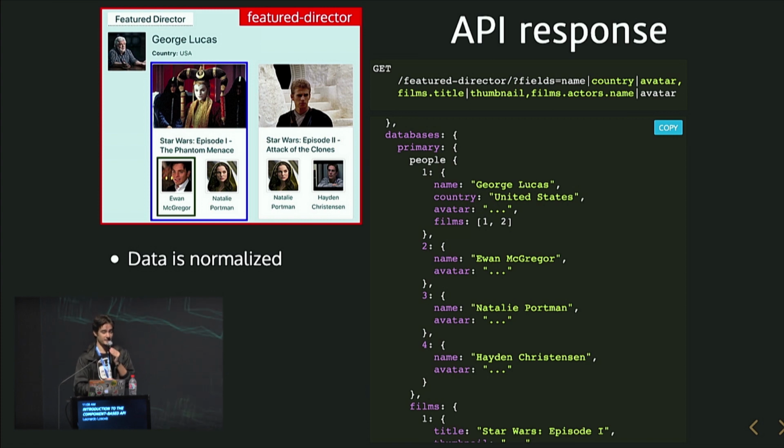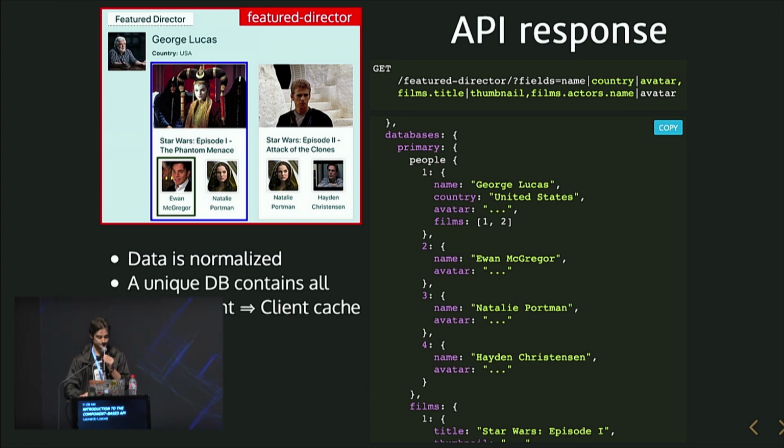So you can see in the example, we have the same actor twice, Natalie Portman. In GraphQL, you actually bring this data twice. Here, you bring it only once. Then there's a unique database containing all the data in the client. So you can actually merge all of these because now it's flat. You don't have nested levels with renaming of the same entity. Now you know a post is a post, a user is a user. It's flat. You can merge it when you bring it from your call to the API.